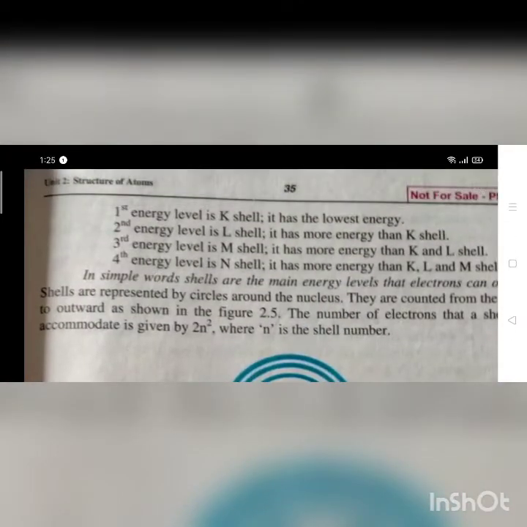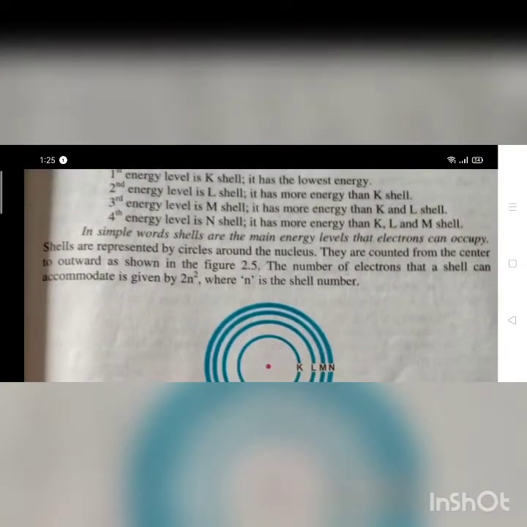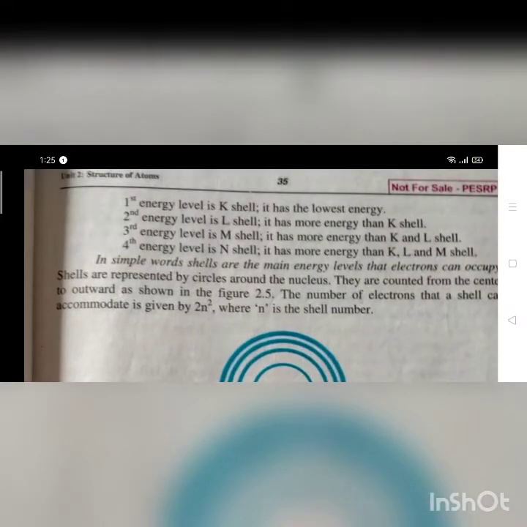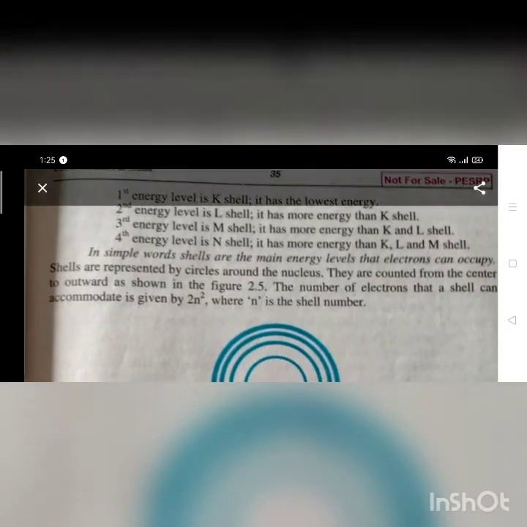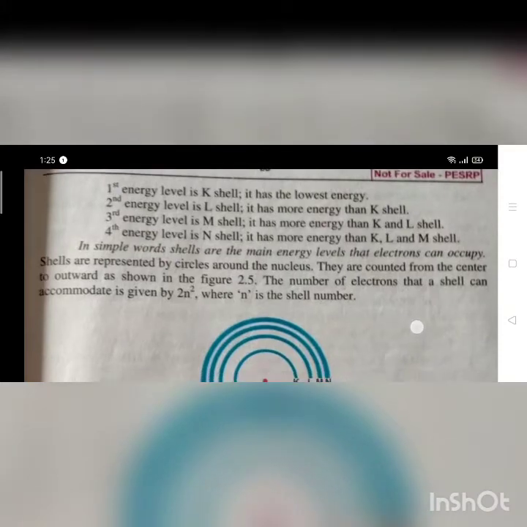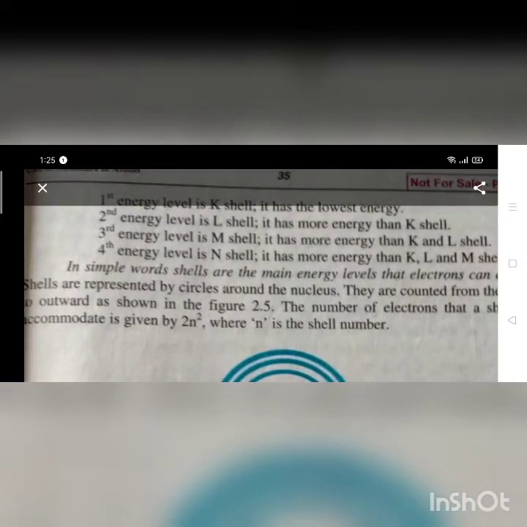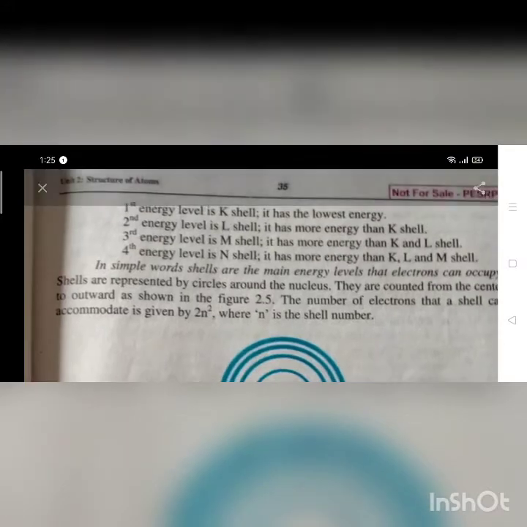First energy level is K shell. It has the lowest energy. Second energy level is L, and then third and fourth energy levels. In simple words, shells are the main energy levels that electrons can occupy, and each shell has a maximum capacity for the accommodation of electrons. For example, K shell has 2 electrons, L shell has maximum capacity of 8 electrons, M shell consists of 18 electrons, and N shell can hold maximum 32 electrons.